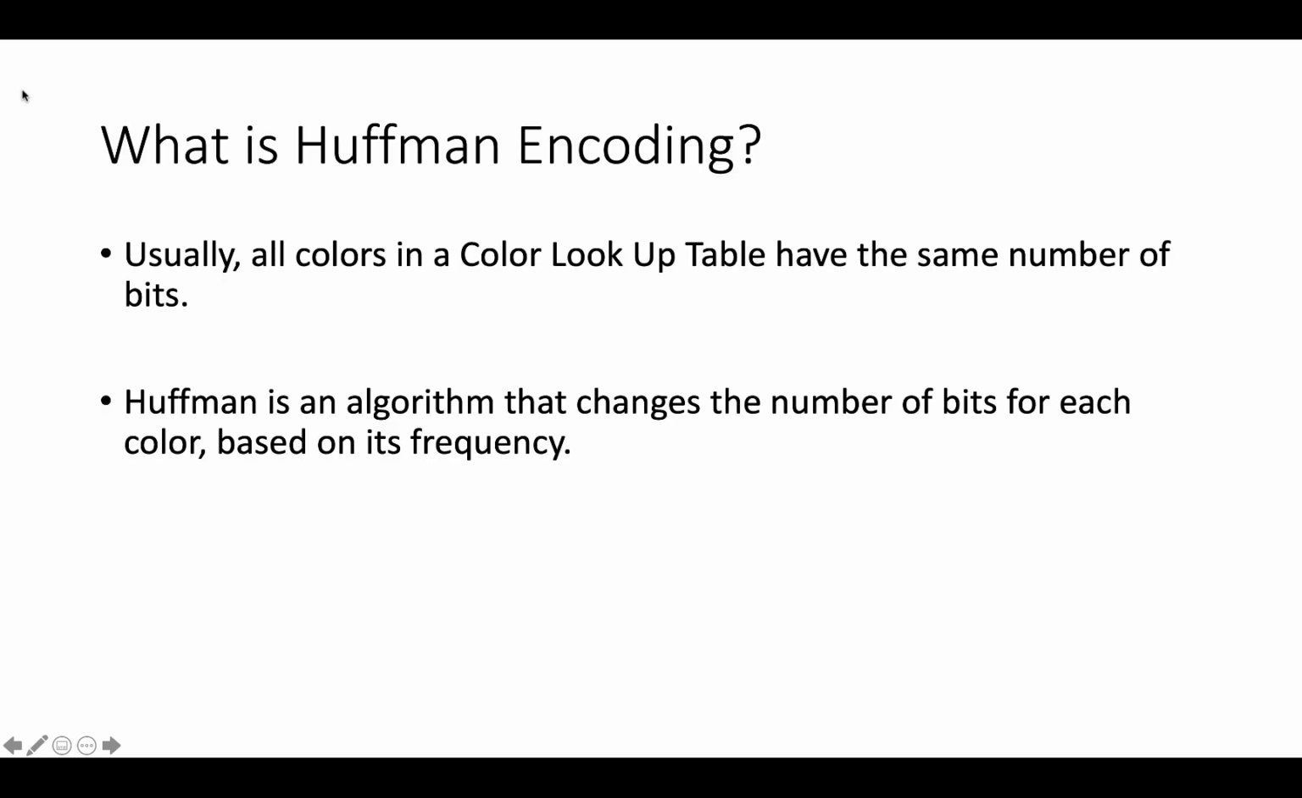Okay, so when we have an image, we usually put all of the colors in a fixed length field. So we have the same number of bits that identify every single color. What a Huffman algorithm does is it uses a different number of bits to identify each color based on how frequently that color is used.